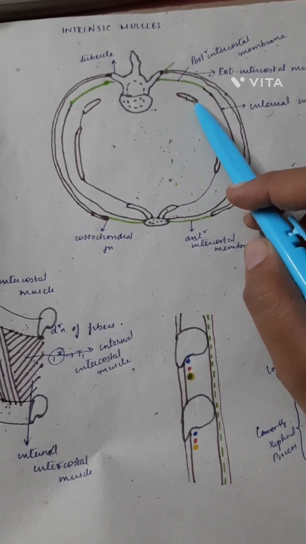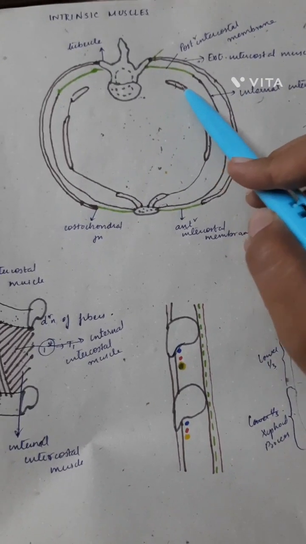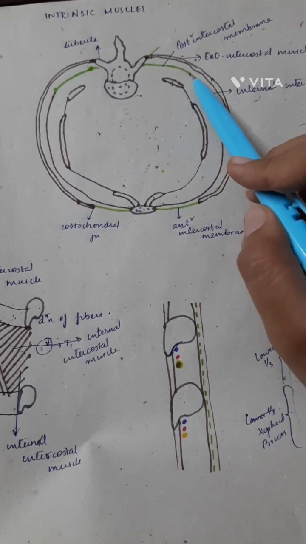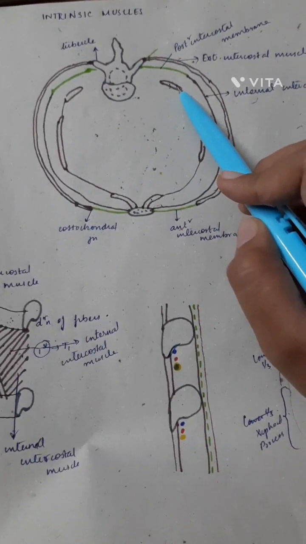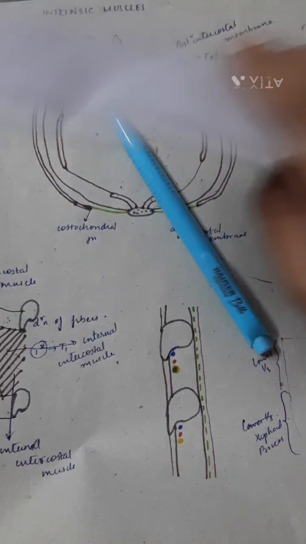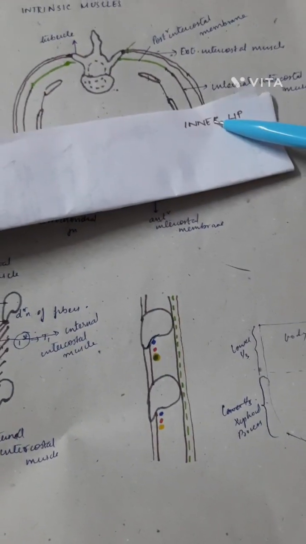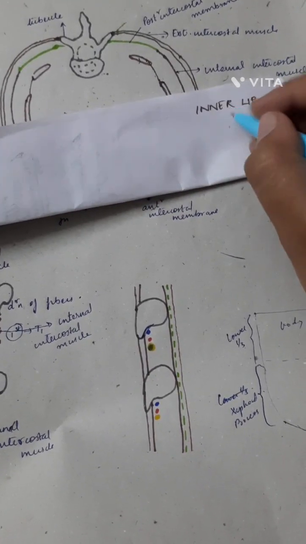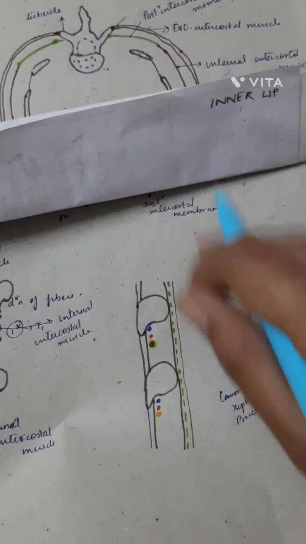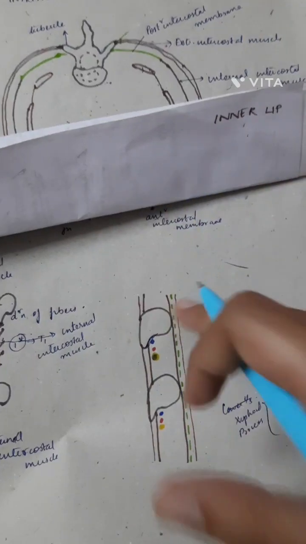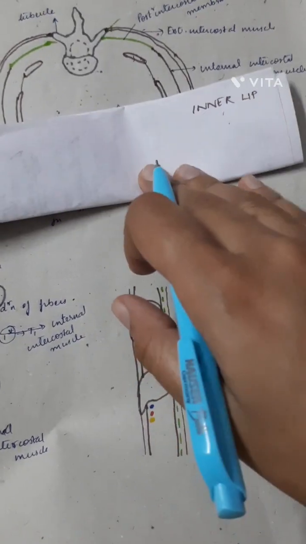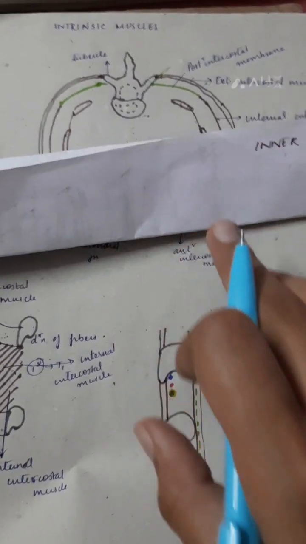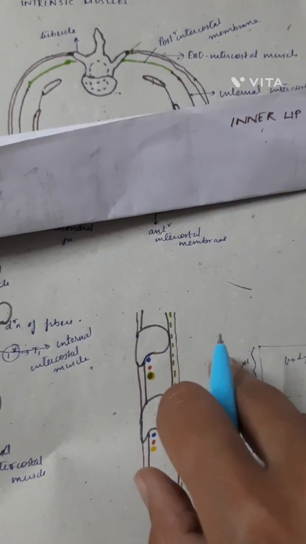Now coming to the subcostalis intimus muscle. It originates near the angle of the rib and it arises from the inner surface of the rib above. Similarly here, that is from the inner surface of the rib. This is the inner lip of the rib. So it arises on the inner surface of the rib above, and then it is inserted into the inner lip of the second or the third rib below.